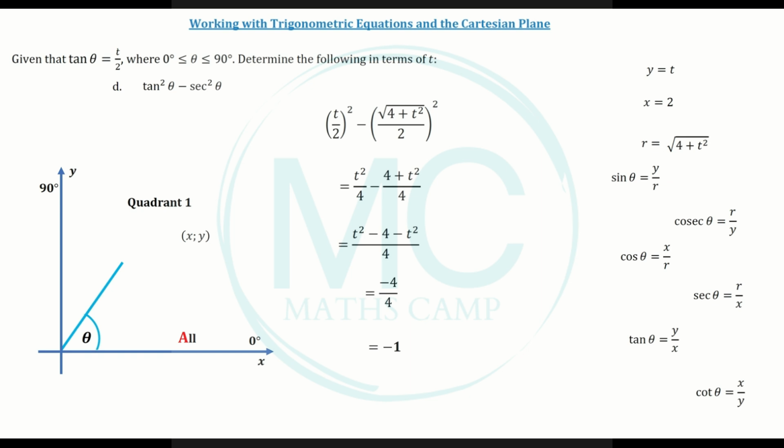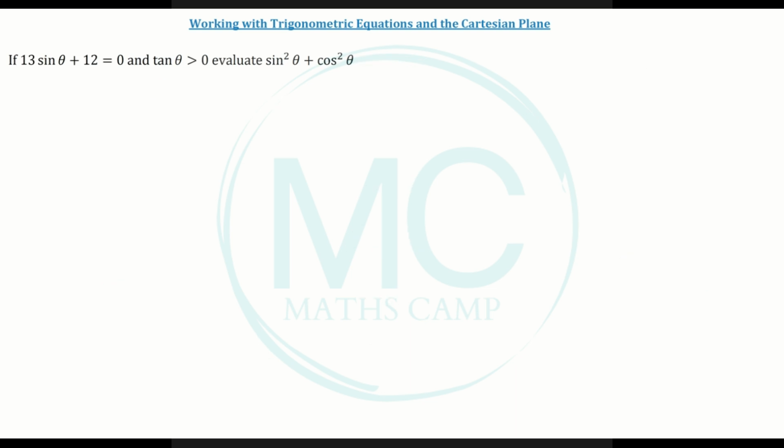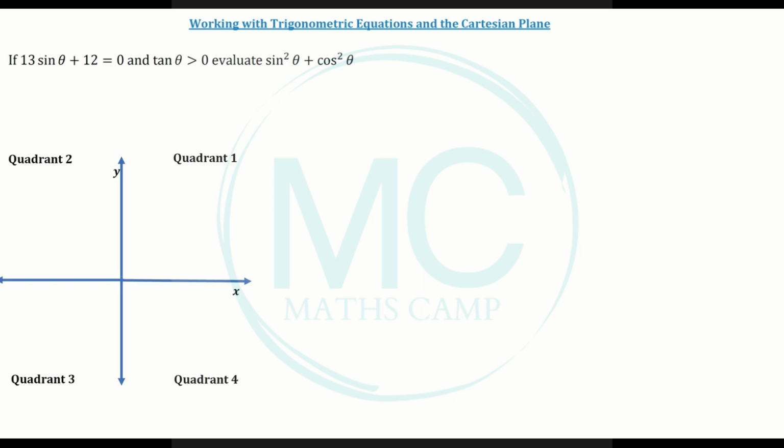Let's do another example. If 13 sine theta plus 12 is equal to 0 and tan theta is greater than 0, evaluate sine squared theta plus cos squared theta. Now, before we tackle this question, let's make a note of the information the question gives us. Let's start by drawing our x and y axes. Let's name our quadrants, and we can put in C, A, S, T.